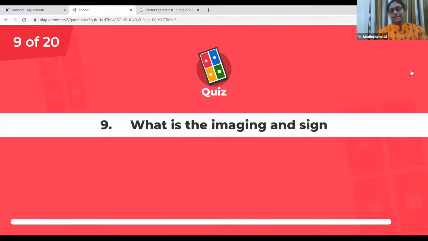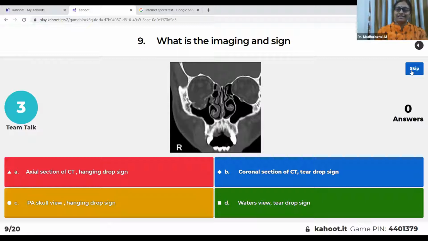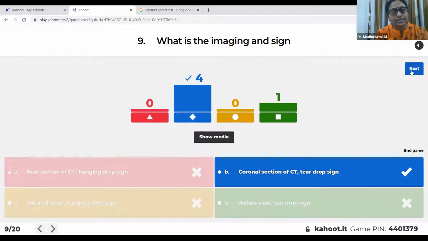What's the imaging and sign? I'm sure it's going to be a straight cakewalk. What's the imaging and sign? Axial section of CT, hanging drop sign; coronal section of CT, teardrop sign; or coronal section of CT and hanging drop sign.